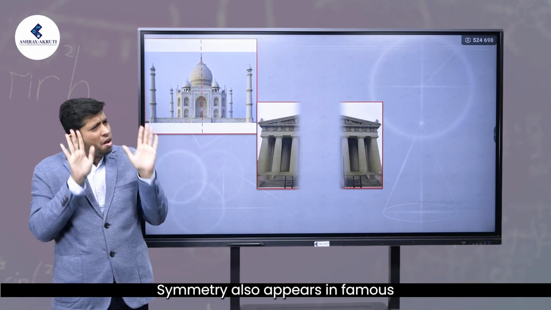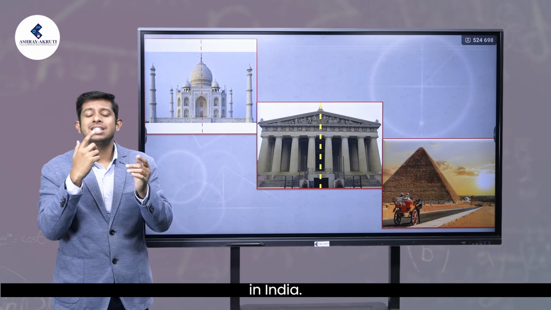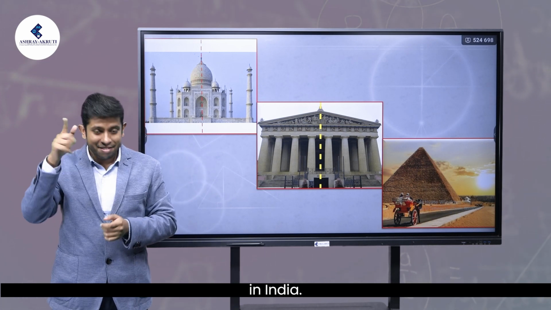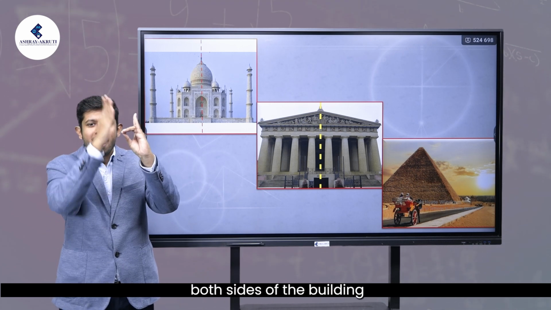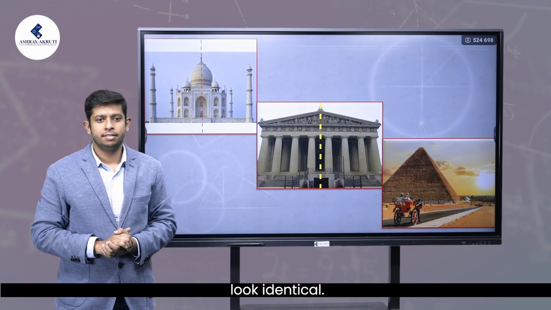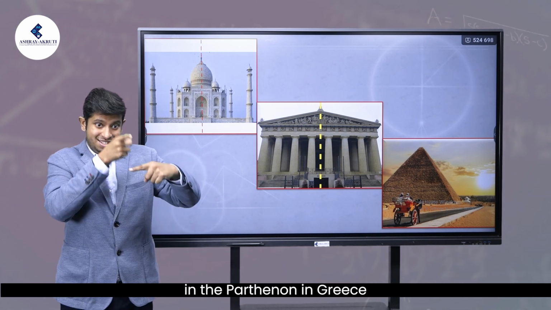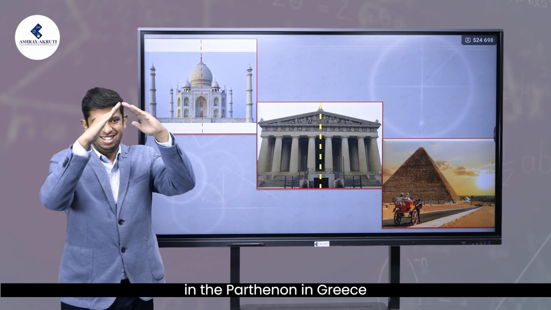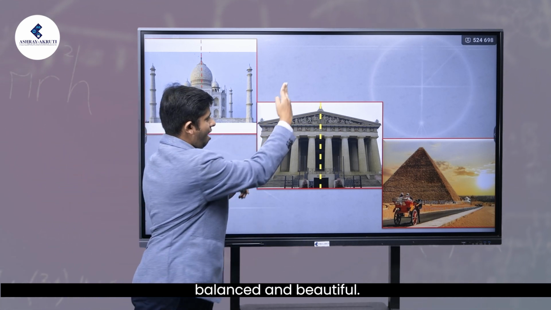Symmetry also appears in famous historical monuments like the Taj Mahal in India. If you draw a line down the middle, both sides of the building look identical. You can also see symmetry in the Parthenon in Greece and the pyramids of Egypt, where the design is balanced and beautiful.